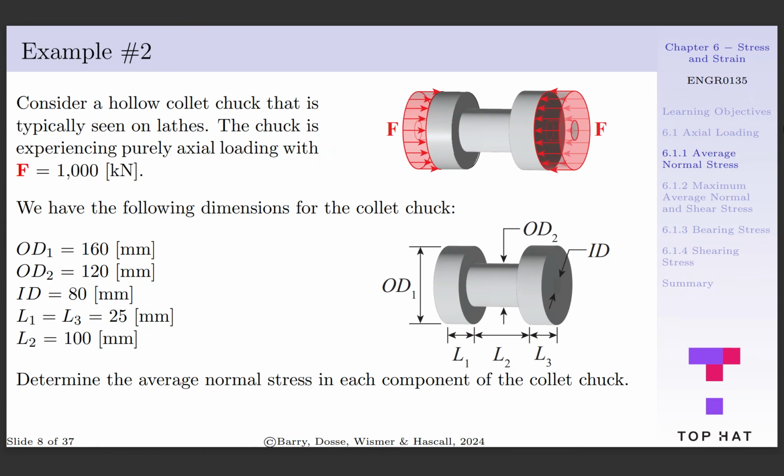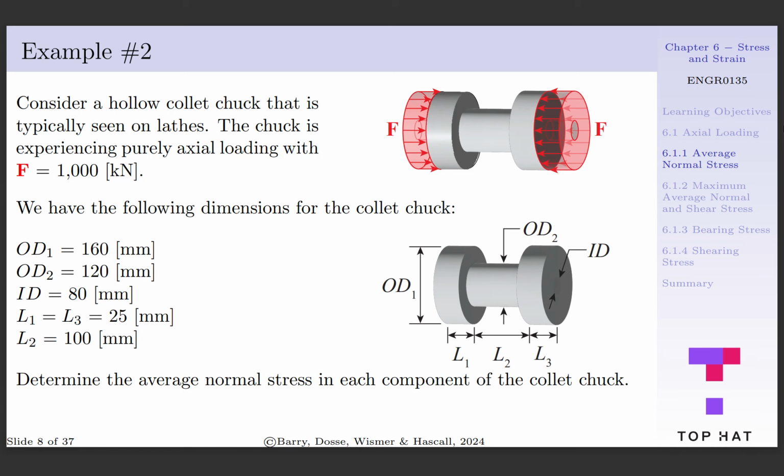Let's look at another example. Consider a hollow collet chuck that's typically seen on lathes. The chuck is experiencing purely axial loading with F equal to 1,000 kilonewtons. OD1 is equal to 160 millimeters, OD2 is equal to 120 millimeters, the inner diameter is equal to 80 millimeters. L1 and L3 are both equal to 25 millimeters, and L2 equals 100 millimeters.